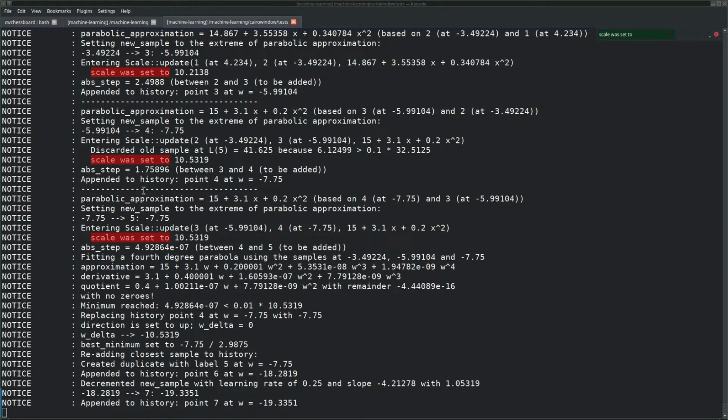So we find the thing again. Minimum doesn't change. The absolute step is super small. Try to fit a fourth degree. This doesn't have zeros. Now is it a real and a minimum? Yeah, I don't think so. That is also something that could be printed earlier, like here. Not going to do that now. Replacing history. Direction is set to up. Delta is set to -10.